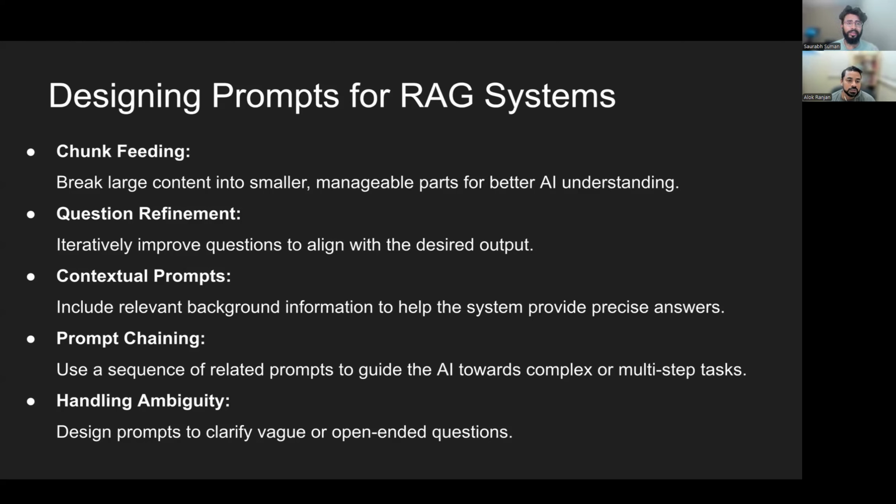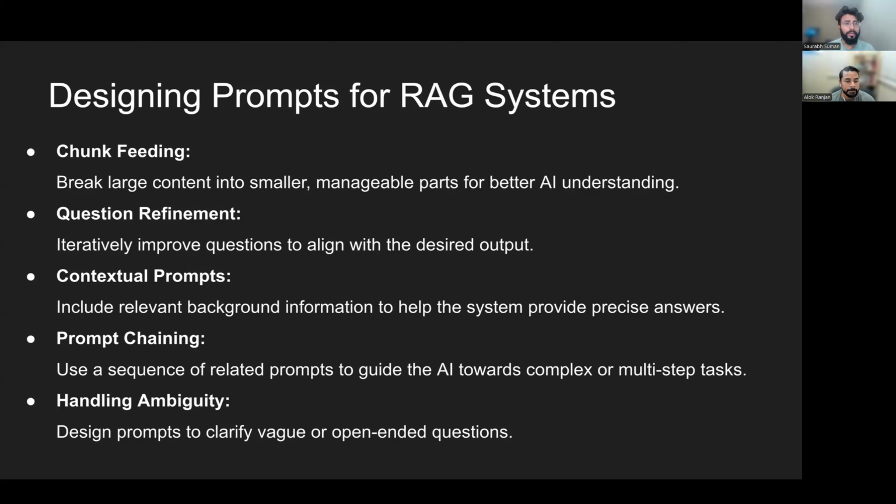The final strategy is handling ambiguity, which addresses vague questions to ensure relevant responses. Right. If a user asks, "How do I improve my business?" the AI could interpret it in many ways: marketing, operations, finance, etc. A better approach would be to rephrase the question or ask clarifying follow-ups like, "Are you focused on increasing revenue or improving operational efficiency?" This ensures the AI focuses on what the user really wants.